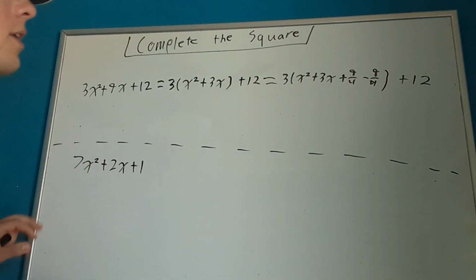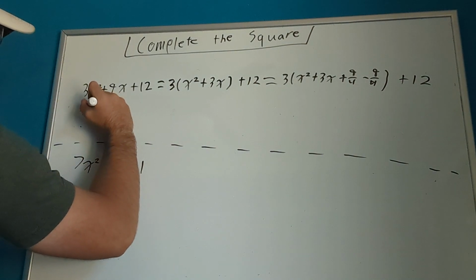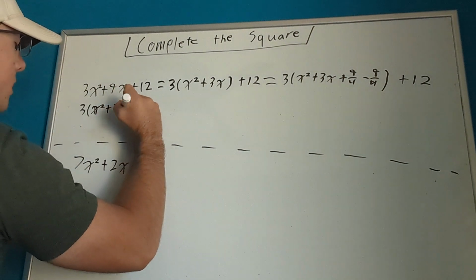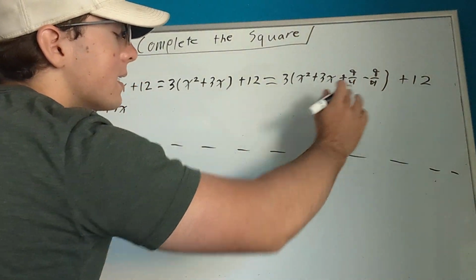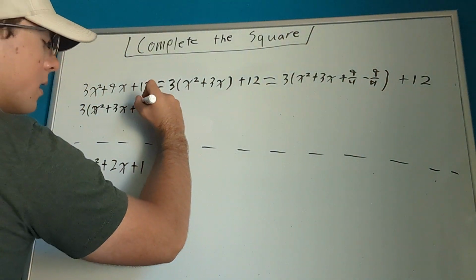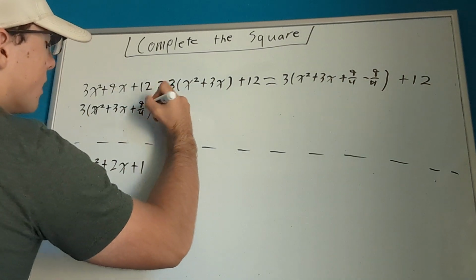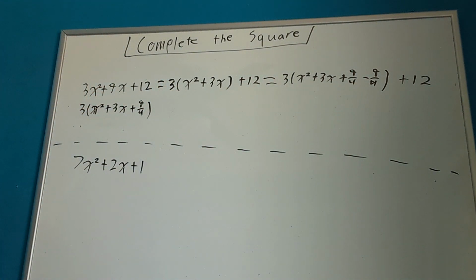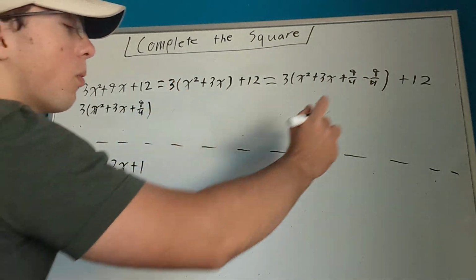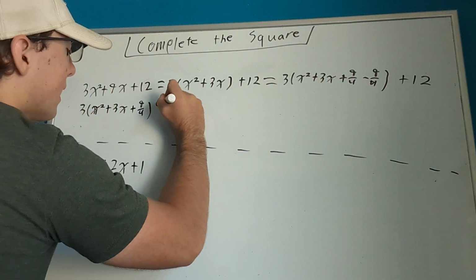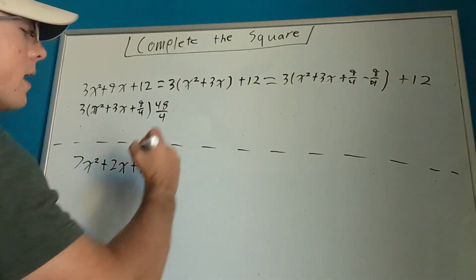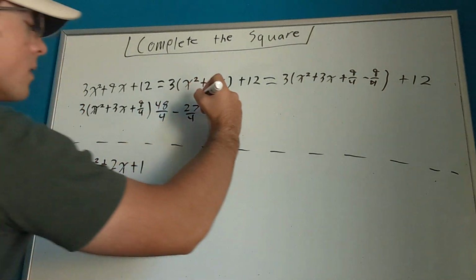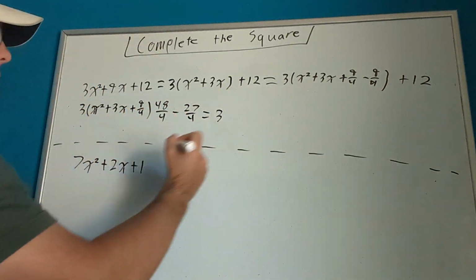So now what we do is we're going to take the 3x squared plus 3x, and we want to take out this minus 9 over 4. So plus 9 over 4, and then minus 9 over 4. But we multiply it by 3 when we take it out. So it becomes 27 over 4. So 12 is also 48 over 4, right? And then we get minus 27 over 4. Now, this is equal to 3 times.